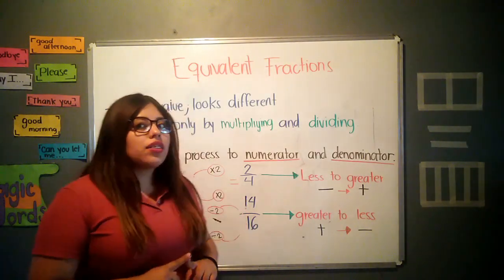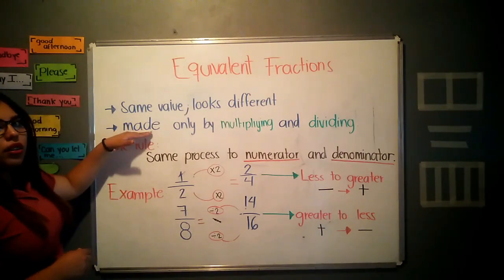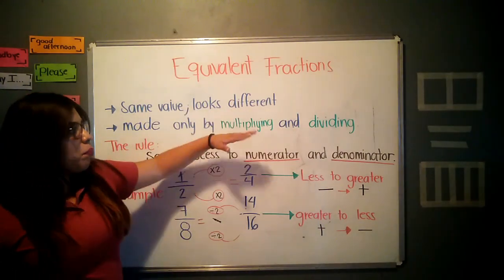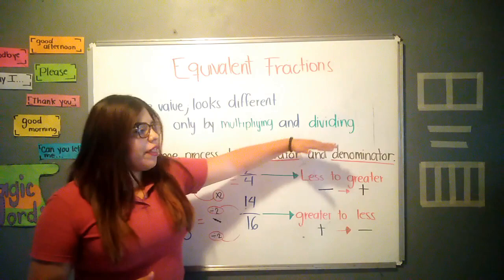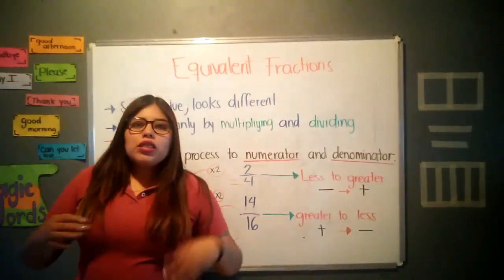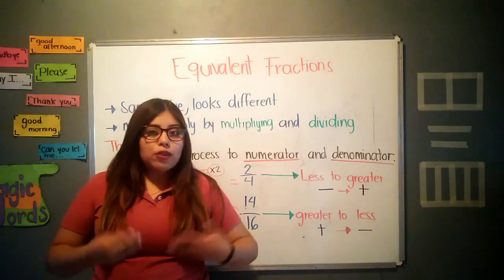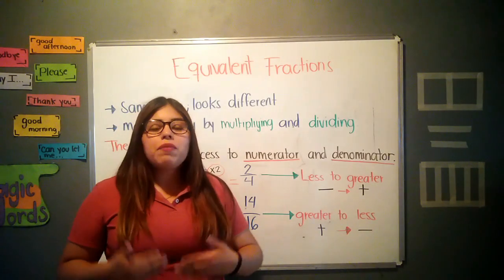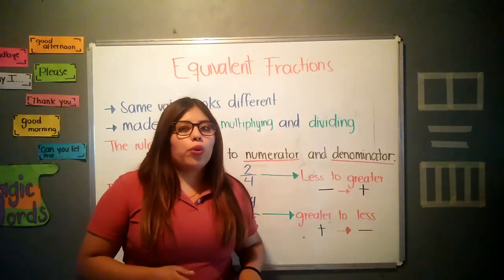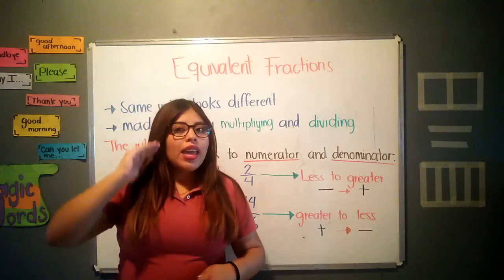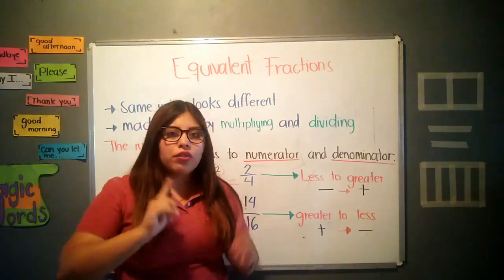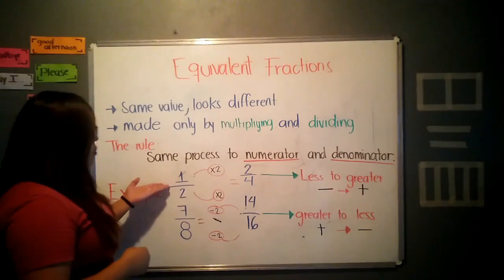And the next characteristic is that it's made only by multiplying and dividing. And there is one rule that you have to follow to do this process. And the rule is that you have to do the same thing for both numerator and denominator. For example, here I have some exercises.